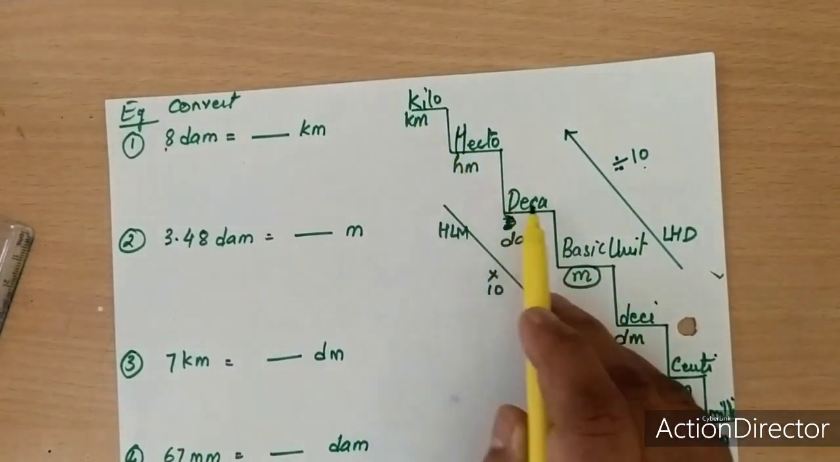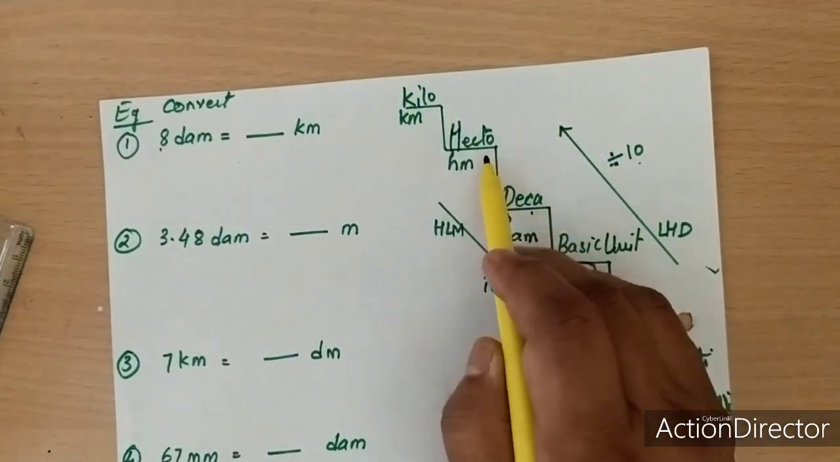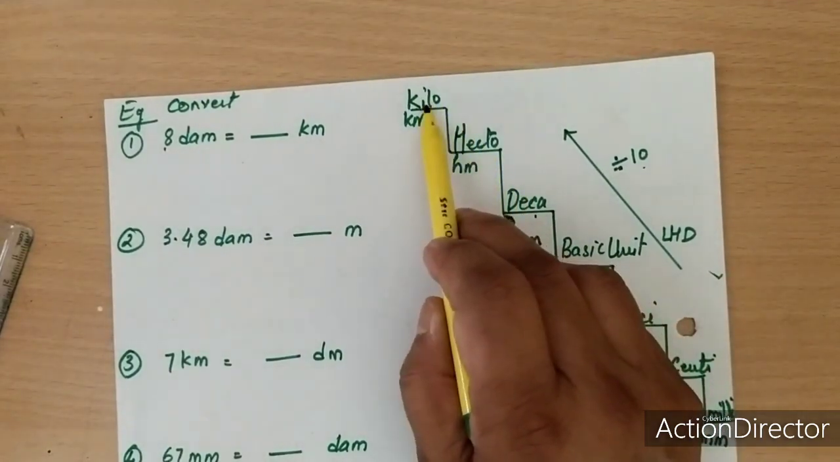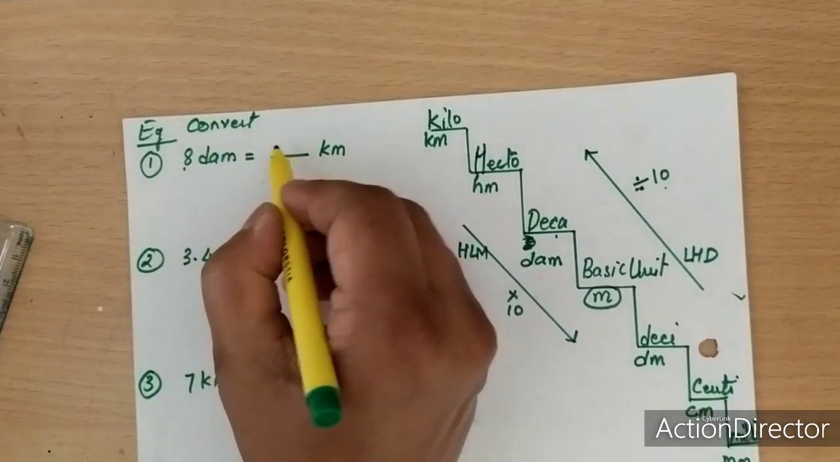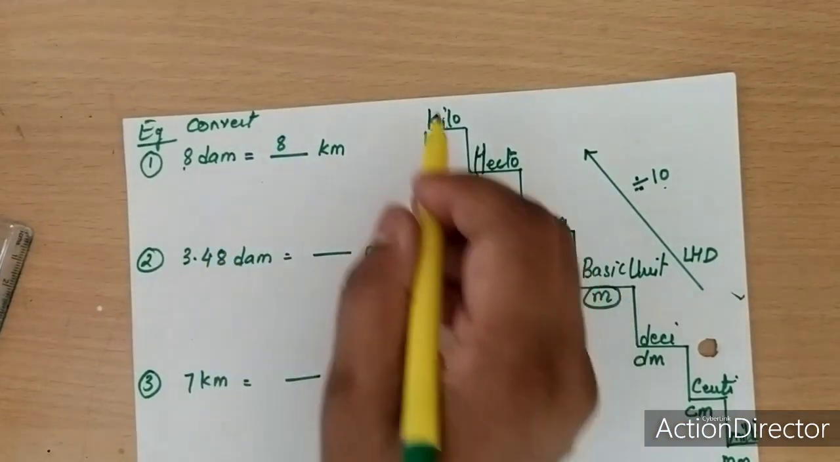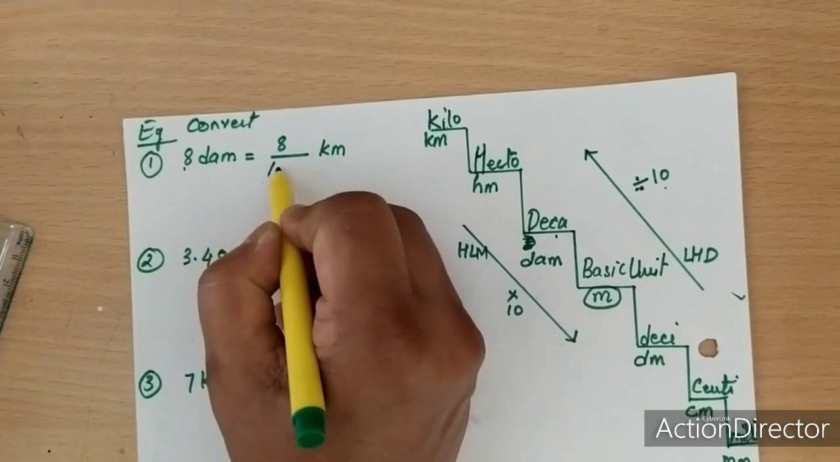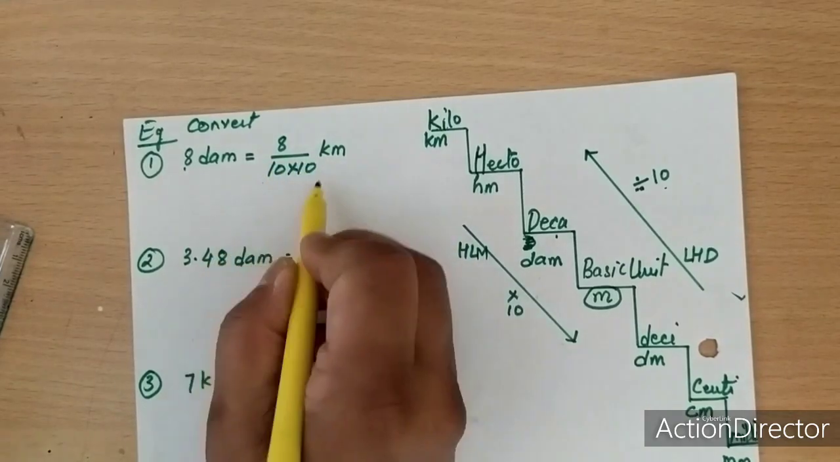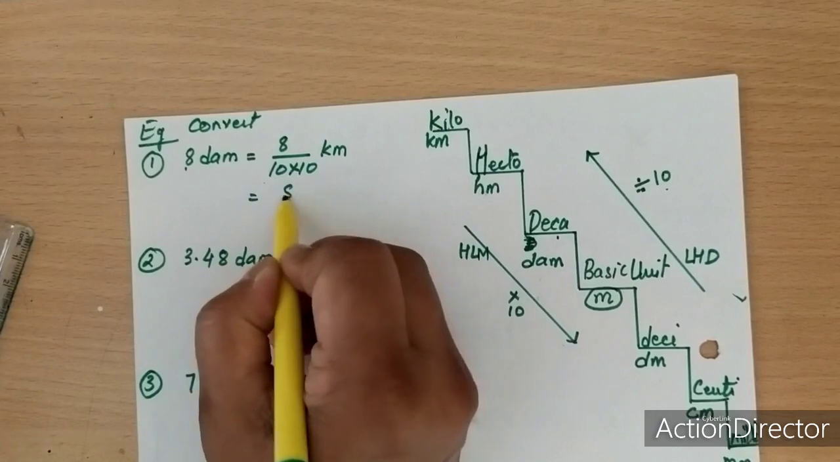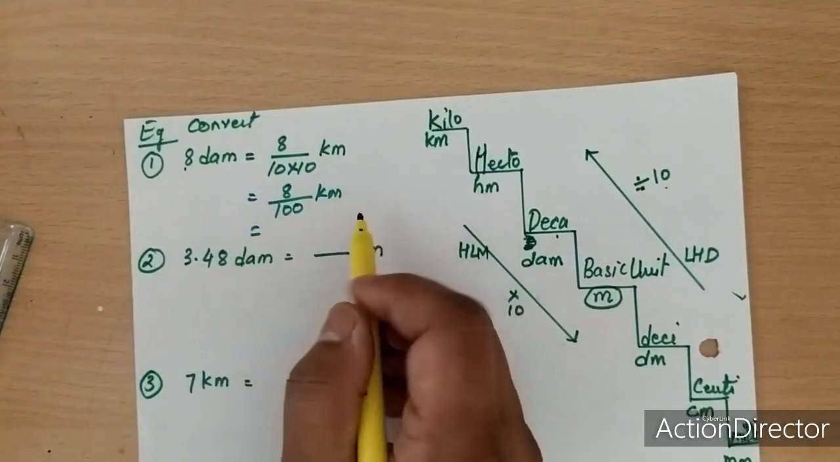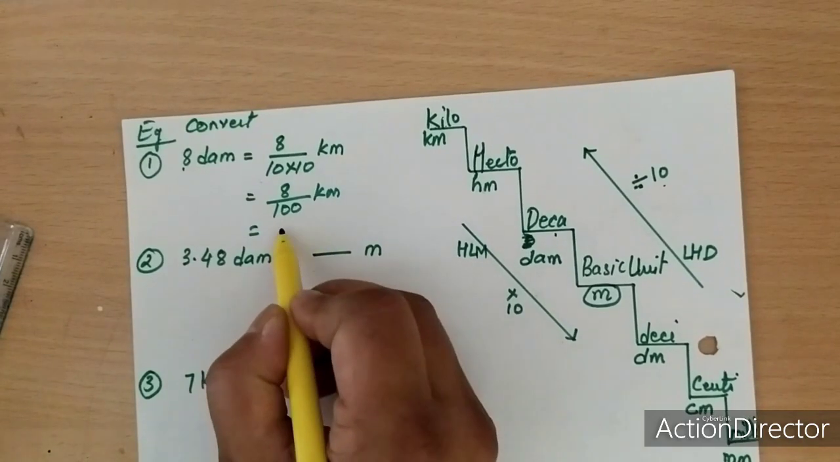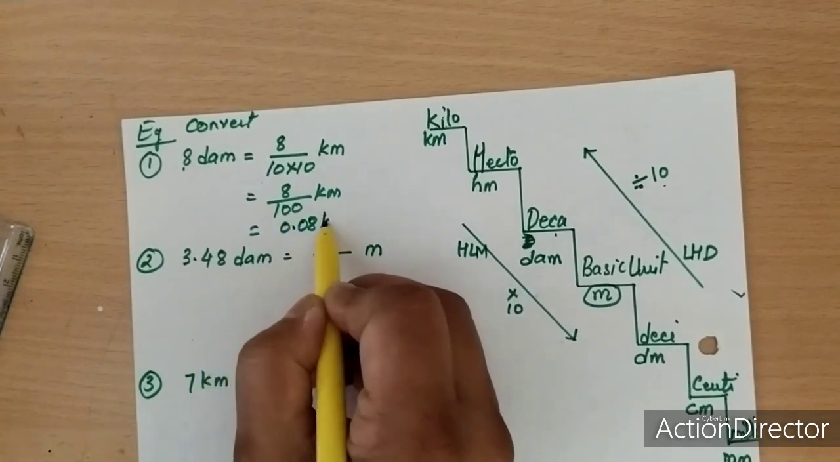So decameter to kilometer. That means from lower to higher. How many steps are you taking? 1, 2. So you have to divide, because from lower to higher, divide by 10. So we need to divide by 2 steps. That means 2 times 10 will come. So 2 times 10 you have to write in this way. That is equal to 8 upon 100 kilometer. Or when you write in decimal, you have to write 0.08 kilometer.